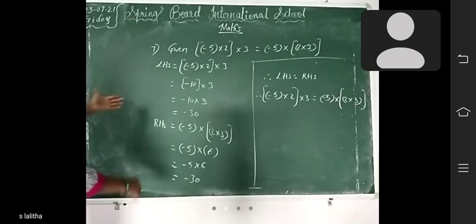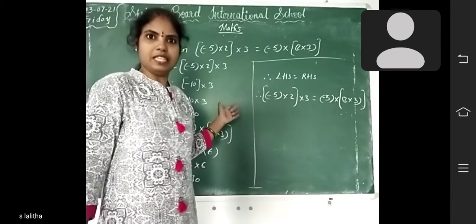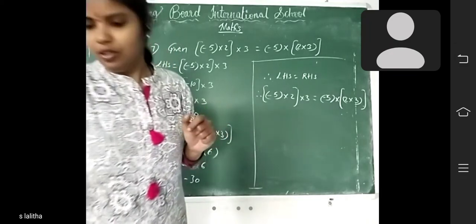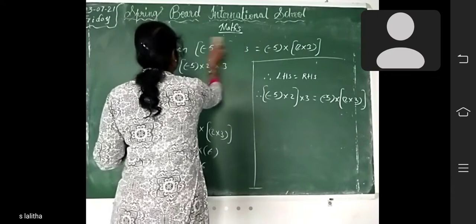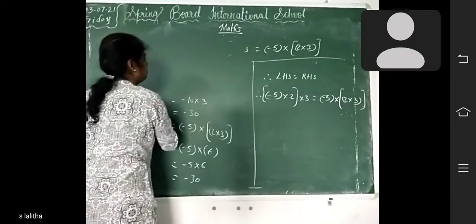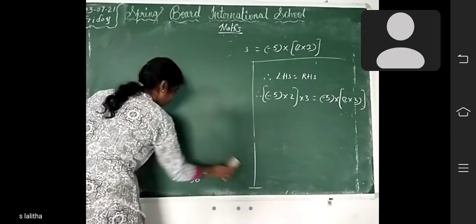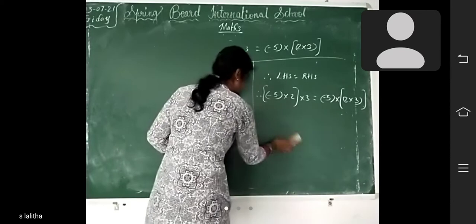So after this one we have completed the FA1 syllabus, children. Okay, so I will revise that one. So what did we learn from the first lesson onwards, children? Addition of integers. What are called integers, children?